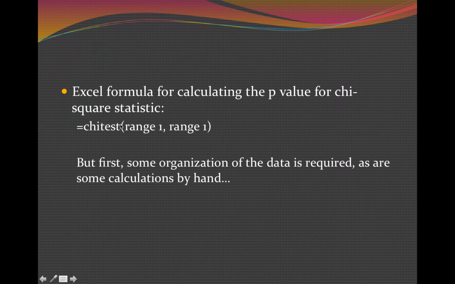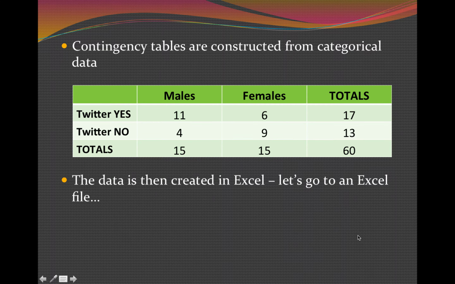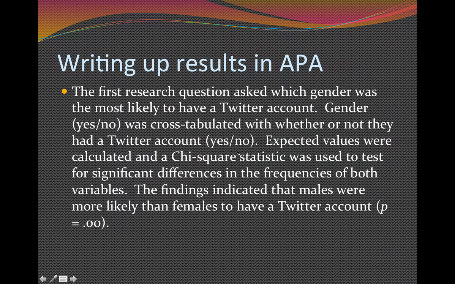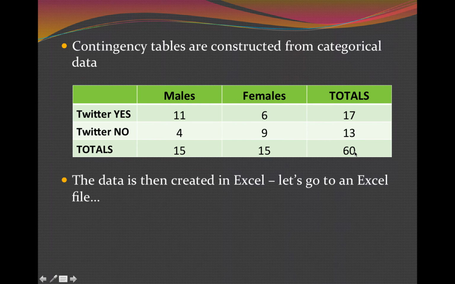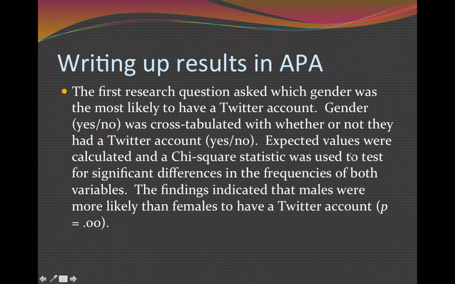And remember the chi-test, range 1, range 2, or array 1, array 2. And here is the contingency table that we constructed, except that this number is wrong. I don't know why this says 60. It's supposed to say 30. So please correct that in your notes. And then we can write up the results.